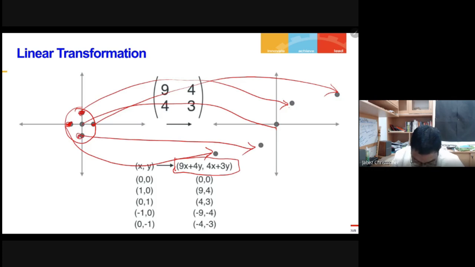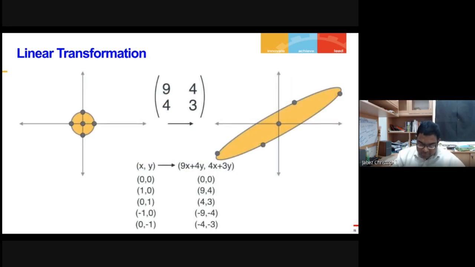So you see that this kind of transformation is what I call a linear transformation. What was in a spherical form got transformed to an ellipse, right? And this transformation of two variables is what I call a linear transformation.